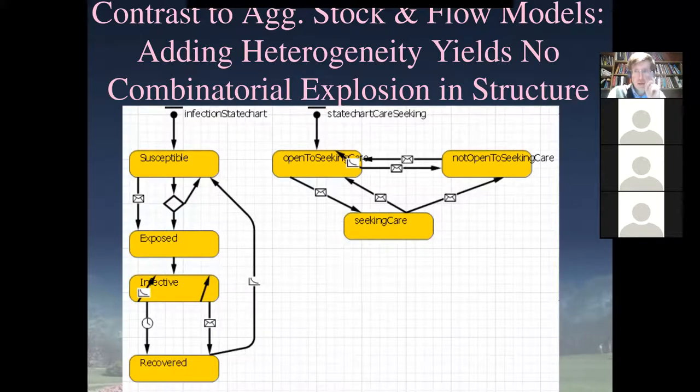And typically in a given agent, this is quite unlike compartmental or system dynamics modeling at an aggregate level. A given agent can be characterized with one of these state charts for their characteristics with respect to one dimension of changing state, and another state chart for another dimension of state. And they're in exactly one of these simple states for each of these state charts. So they might be susceptible and seeking care, or susceptible but not open to seeking care, or they might be infective and seeking care, or infective and not open to seeking care. So in general we'll have one state here and one state here.